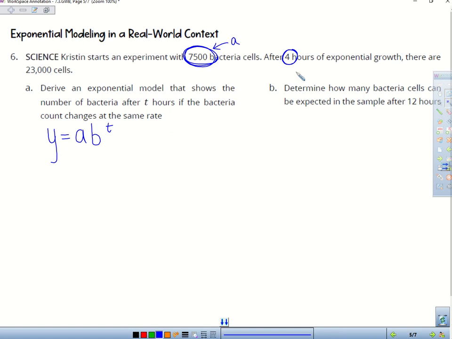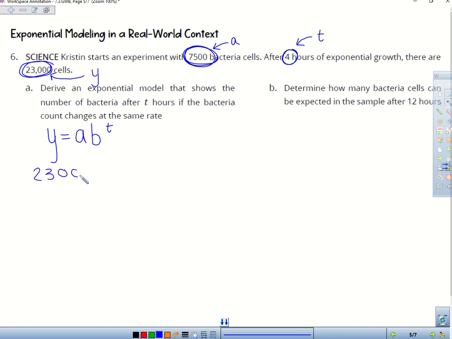What letter is represented by the 4 hours? Very good. And lastly, what one represents this one right here, the final amount? Good, y. So that's y. All right. So y is always how much you end up with in the end. A is how much you start with, also known as your y-intercept. And then t or x is your time. So now we're going to plug into the formula.